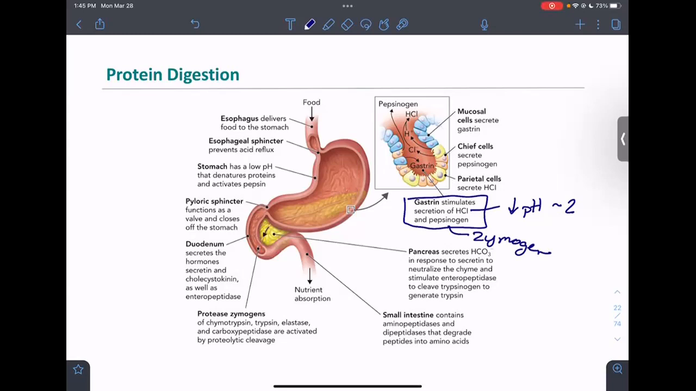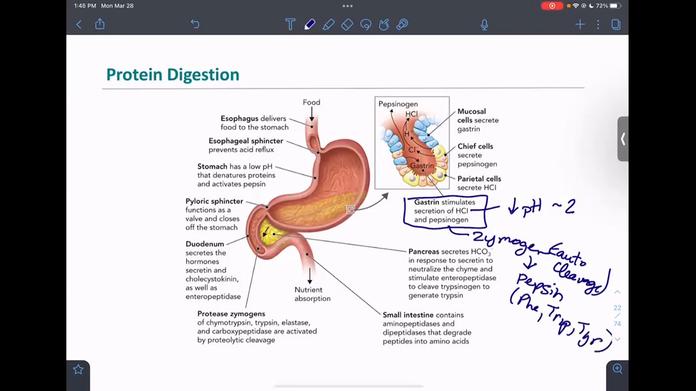So we've got a really low pH. That really low pH is going to denature our dietary proteins. It's going to kill bacteria, which is great. And then it is going to induce auto-cleavage of that zymogen, that precursor, right? And so once we do that, then we're going to make the active form. The active form is called pepsin. And pepsin is going to cleave at those aromatic amino acid residues, right? So phenylalanine, tryptophan, tyrosine, all of those.